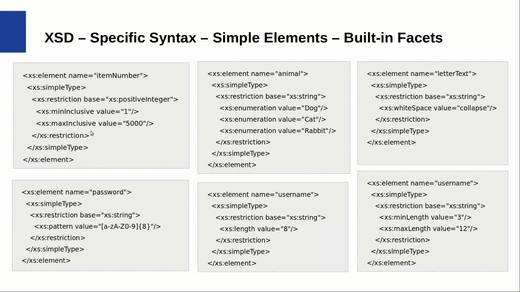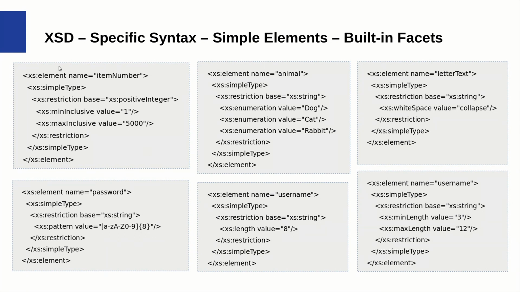And for additional constraints of this built-in type, positiveInteger, we're using, nested to the restriction, 2 other elements or facets, minInclusive and maxInclusive, all from the default namespace and the default xs prefix, with values, in the case of minInclusive, value equals 1, and maxInclusive with value 5000.